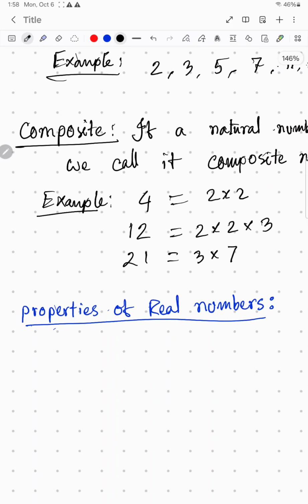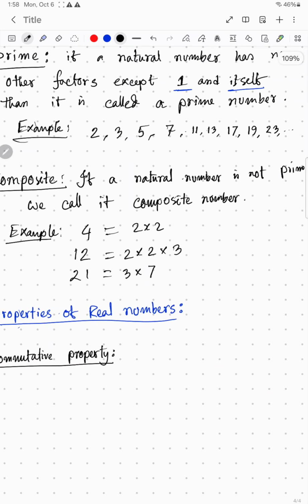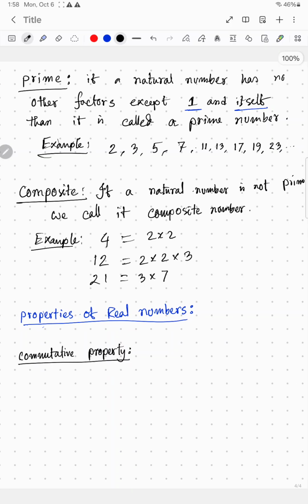So the first property is called commutative property. Okay, so we assume that any numbers a and b. Now we have two operations, so we pick two operations. One is addition, another is multiplication. But what is commutative property?